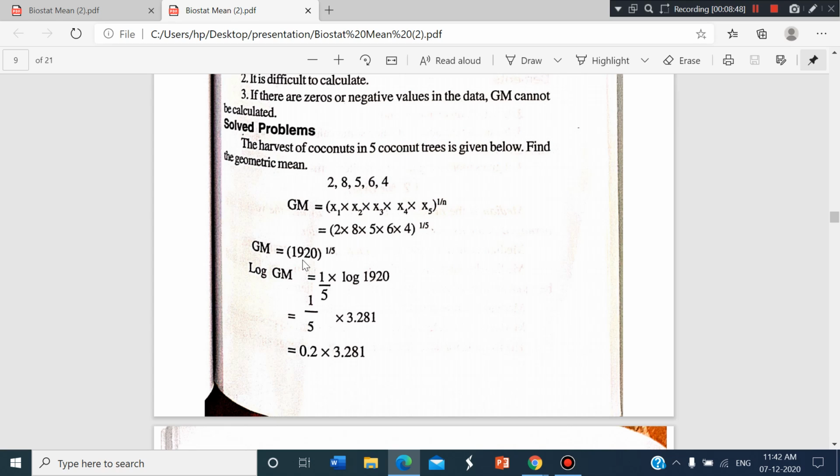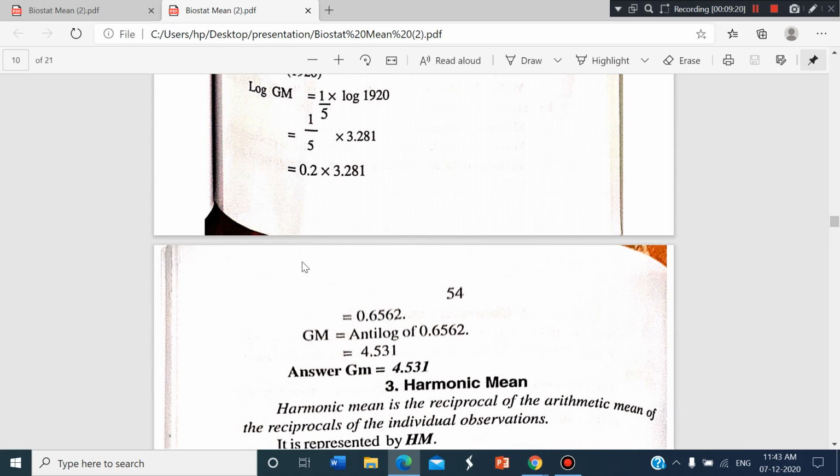Now the formula is log GM equal to 1 upon 5 into log 1920. The log value of 1920 is 3.281. The value of 1 upon 5 means 0.2, into 3.281. That will give you 0.6562.